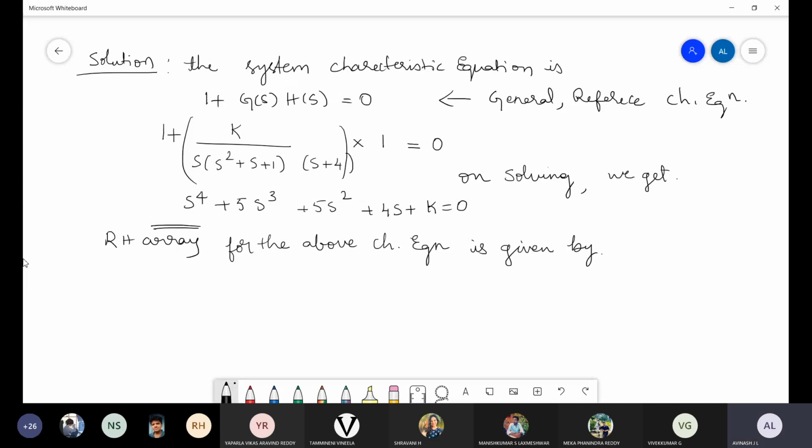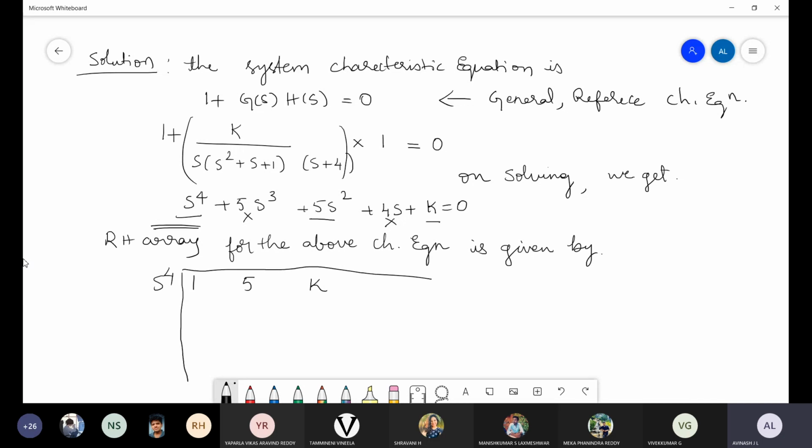So when you're writing the RH array, what is the first thing you will do? You will take the highest power, s to the power of 4, and write it here. And you will take the coefficient of it. What is the coefficient? 1. Next thing is what? You will skip this one and go for s square. The coefficient is 5. Next you will skip this one and take the coefficient k.